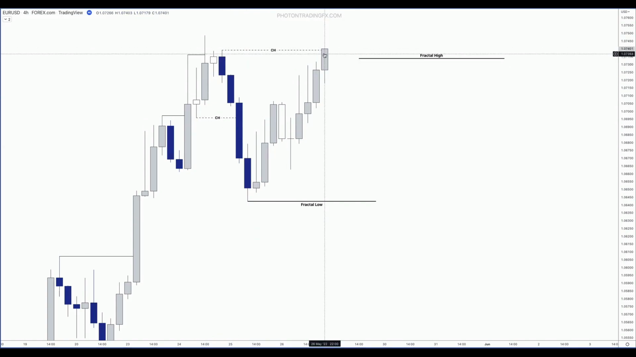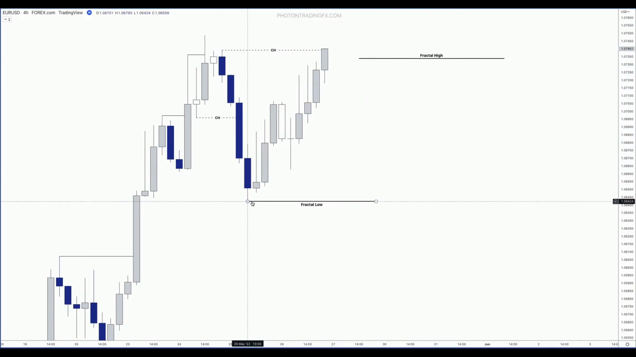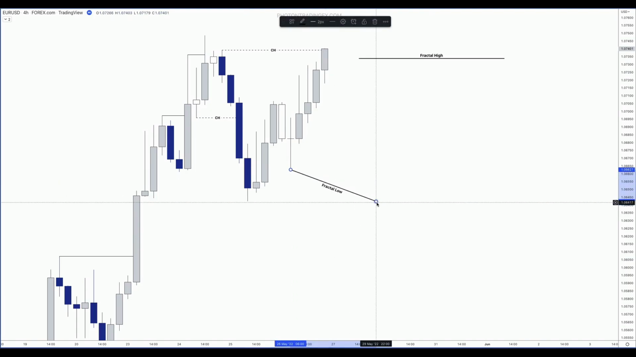So where is our fractal low? Well, we look back, where was the last candle to fail to break the previous candle's high? So all of these highs break the previous high. This candle here fails to break the previous candle's high, right? It fails to break this high. So that becomes our new low. Why? Because you see price comes up, then it comes down, and then all of these candles break the previous candle's high. So that's why that becomes our new low. Okay, so there's our fractal low.